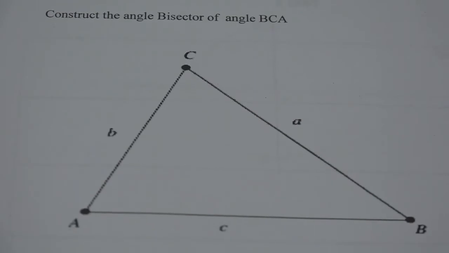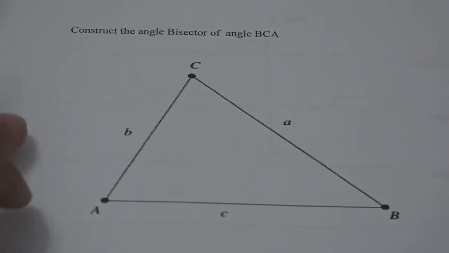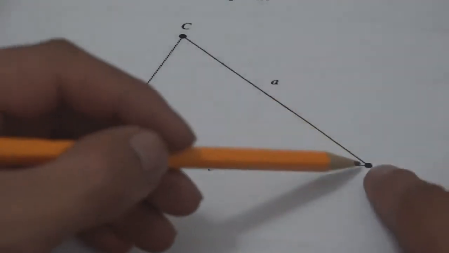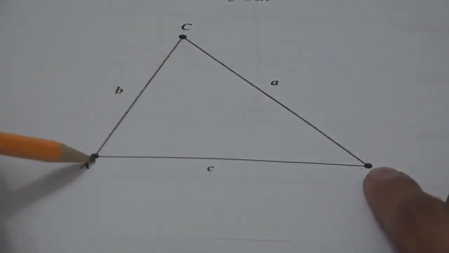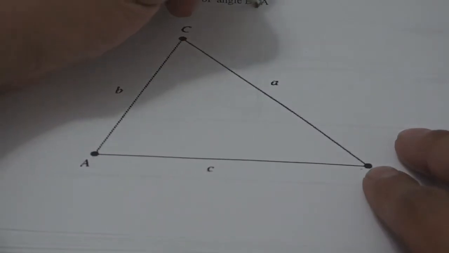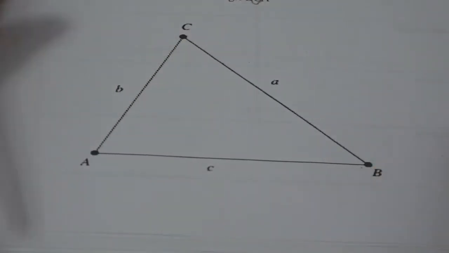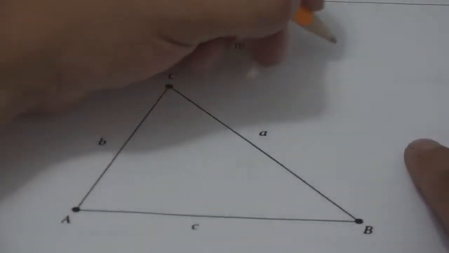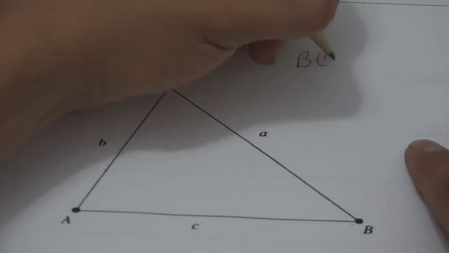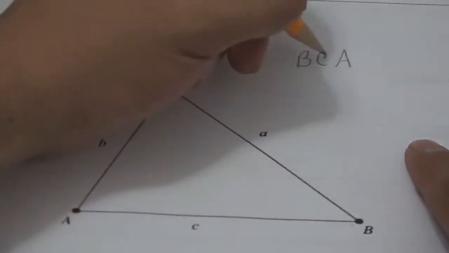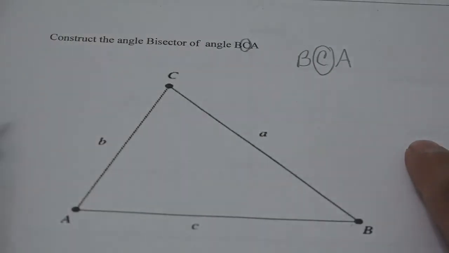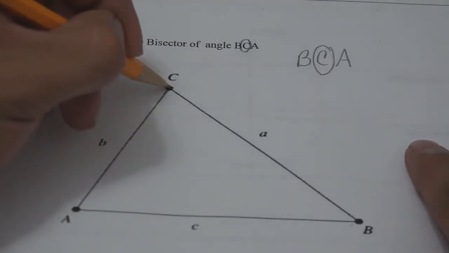See that? Okay. So now let's follow the path. Let's see what BCA is. Well, this is B, this is C, and this is A. BCA, the letter in the center, marks the vertex. So that means that this is the vertex I have to work with.